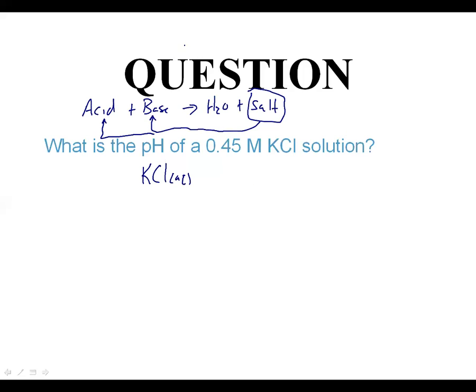So if we had something like KCl, it most likely came from the combination of hydrochloric acid and potassium hydroxide. That is probably where that salt came from. And when we have this salt, it breaks apart into K plus and Cl minus.